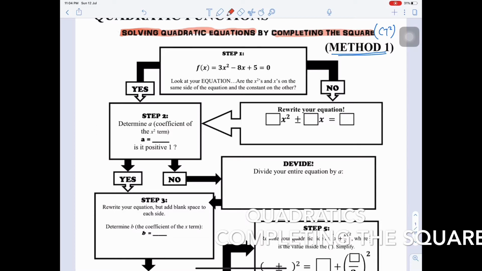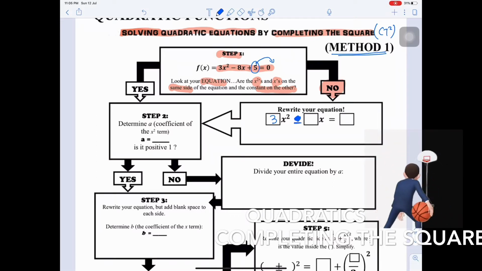Step 1. Look at your equation. Are the x squared term and the x term on the same side of the equation and the constant on the other? For this one, the answer is no. So if no, rewrite your equation. The positive 5 we bring to the right hand side, so we get 3x squared minus 8x equals negative 5.